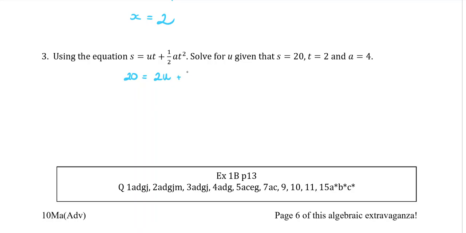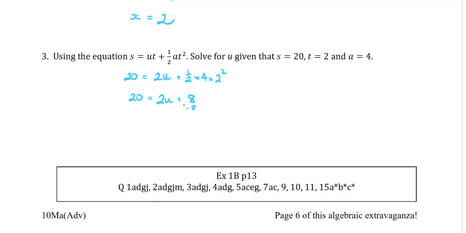Then we have plus half times a, which is 4, times t squared, which is 2 squared. Okay, let's tidy up the end here. Half of 4 is 2, times 2 squared, which is 4. So 2 times 4 makes 8. So it's 20 equals 2u plus 8. You could just type that in the calculator if you want to, just to tidy up that end there. Now I want to solve to find out what u is.